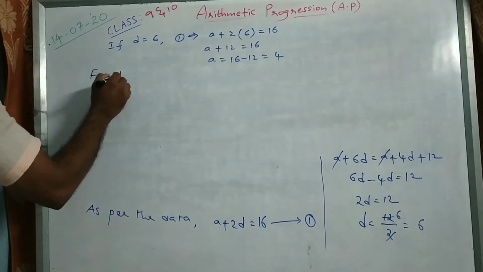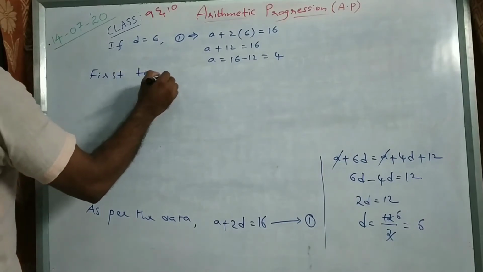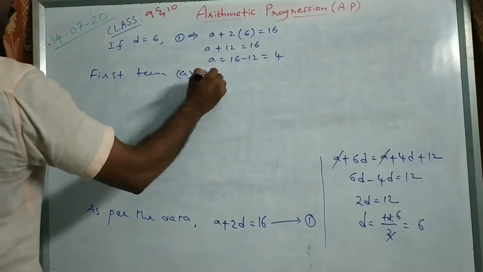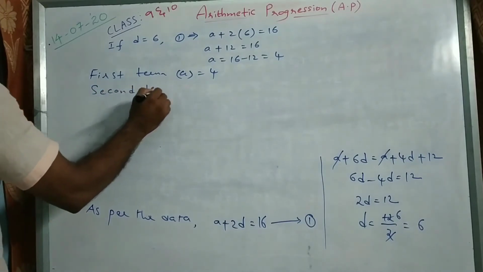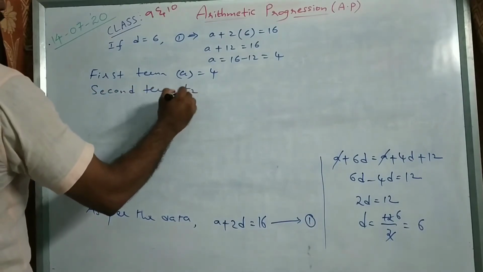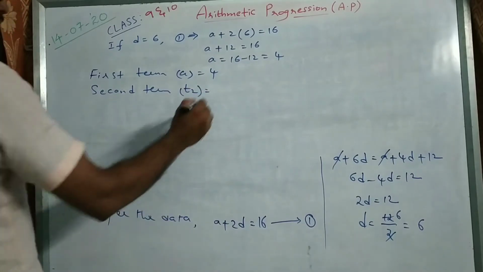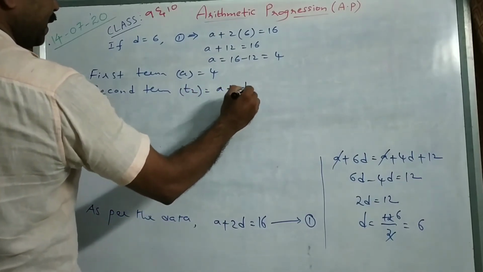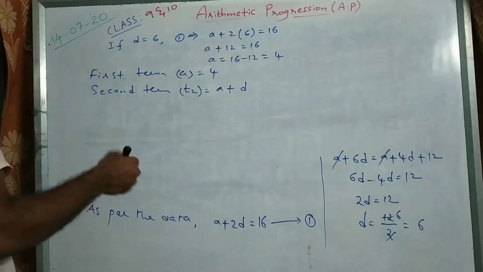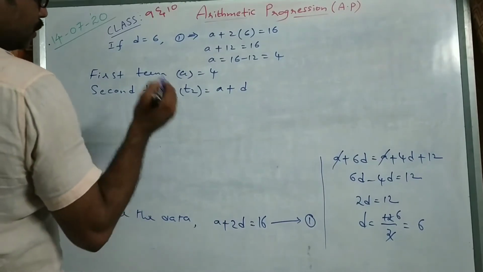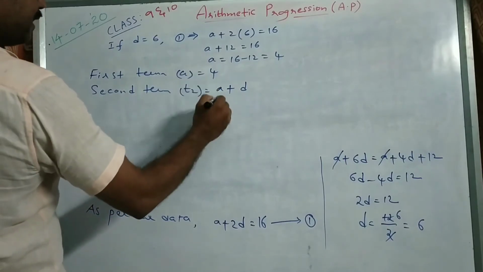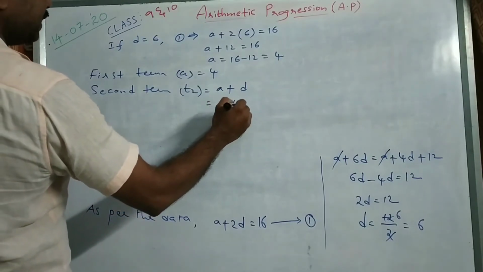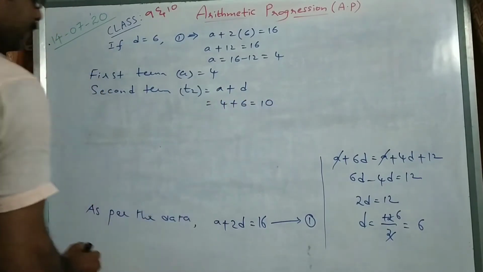First term a equal to 4. Second term t2 is a plus d, right? a plus 1d, because instead of n we have to keep 2, so a plus n minus 1 into d. So a value, how much did we get? 4 plus d value 6, 10.